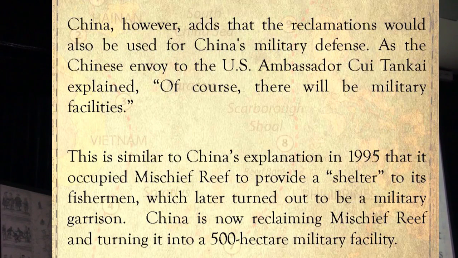This is similar to China's explanation in 1995 when it occupied Mystery Reef. China said the purpose is to provide a shelter for its fishermen. That shelter turned out to be a military garrison. China is now reclaiming Mystery Reef and turning it into at least a 500-hectare military facility.